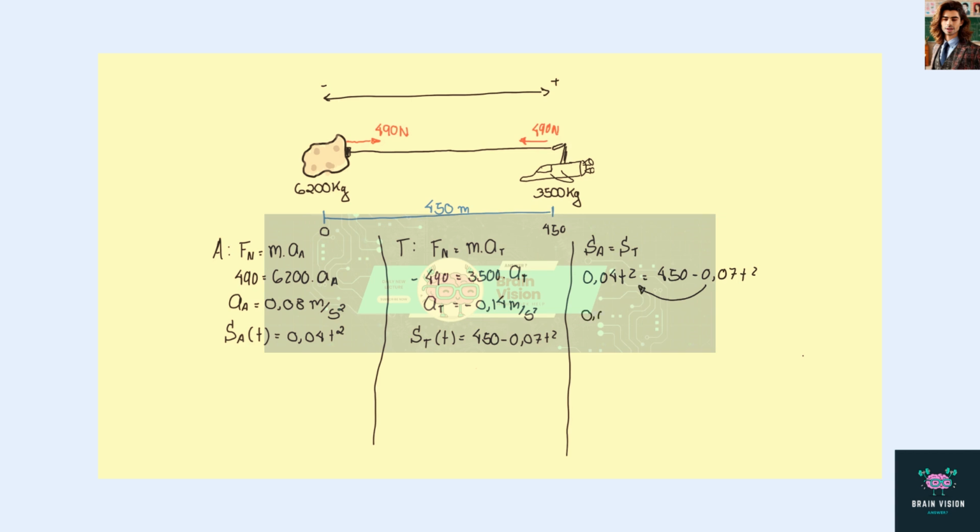So we have 0.04 t squared plus 0.07 t squared being equal to 450. Then 0.11 t squared is equal to 450. So t squared is equal to 450 divided by 0.11, and then t is equal to the square root of 450 divided by 0.11, which is approximately 64 seconds.